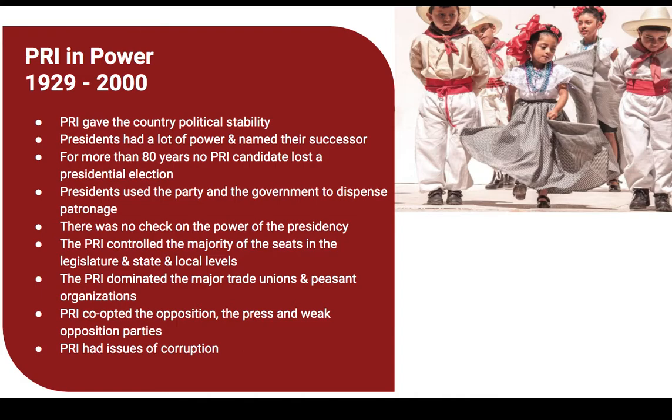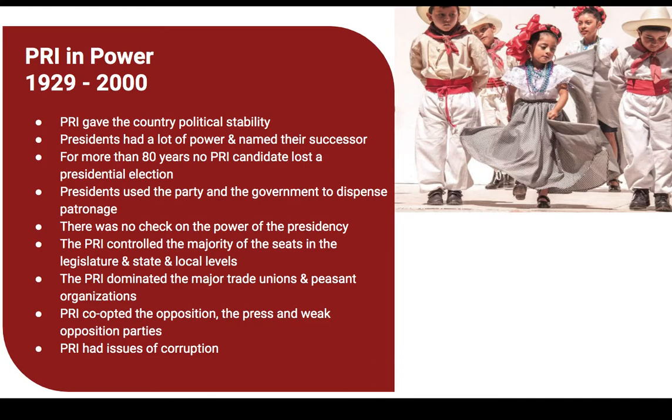Technically, it was a federal government, and so there were local and state governments. Technically, there were multiple branches, so, for example, there was a Congress, but they didn't have a lot of power to actually check the presidency. The PRI controlled the majority of the seats in the legislature and the state and local levels, and so it really was a monopoly on power. There were elections, but the candidates who were running and who won were, for the most part, the PRI.